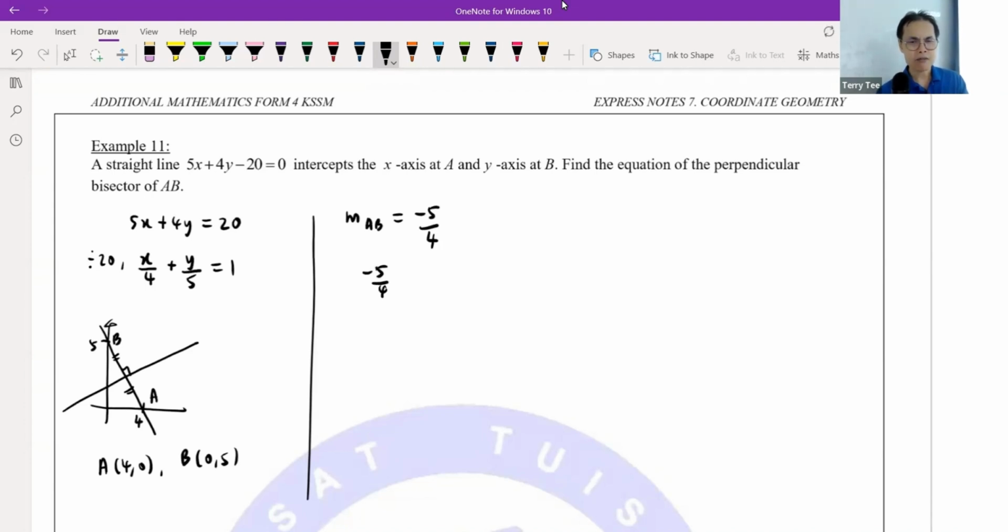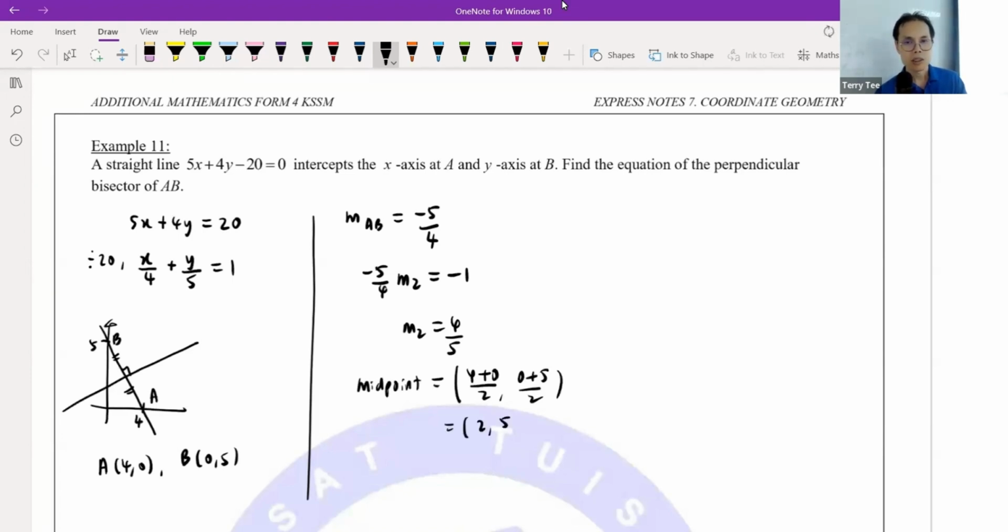Now, for gradient of AB, right, we use negative y-intercept over x-intercept. And since I'm finding the perpendicular line, right, we can use m1 times m2 equals negative 1. My m2 is 4 over 5. Then I find the midpoint. Okay, what is your midpoint? We take (4 + 0) divided by 2, (0 + 5) divided by 2. Your answer is (2, 5 over 2). I got this point.